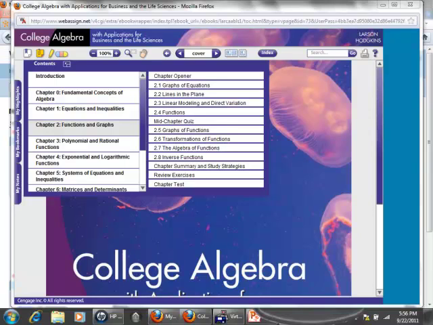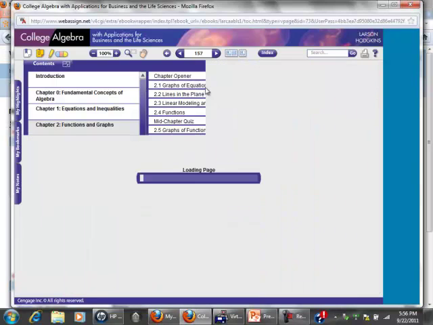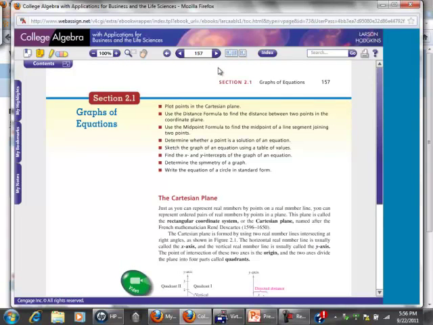Okay, so today we'll just do one section, section 2.1, where we look at graphs of equations.